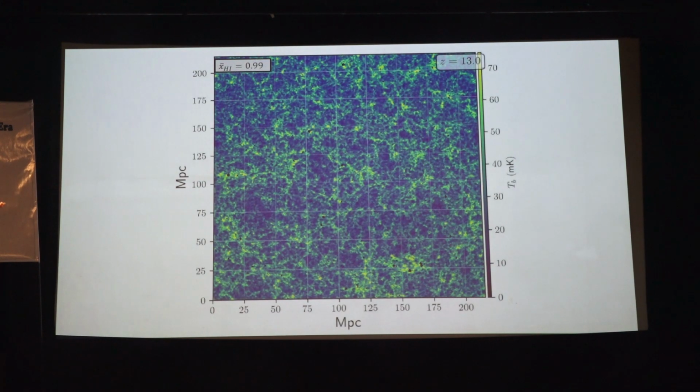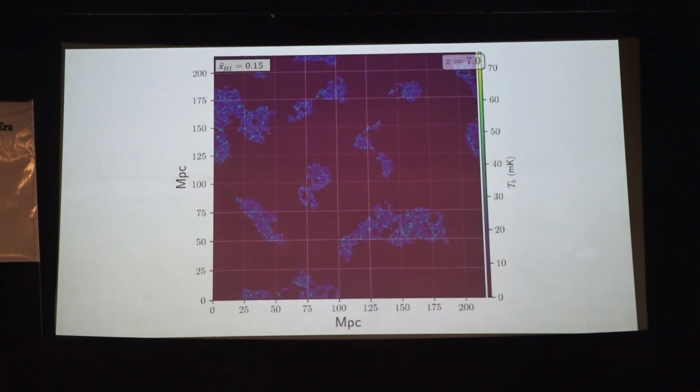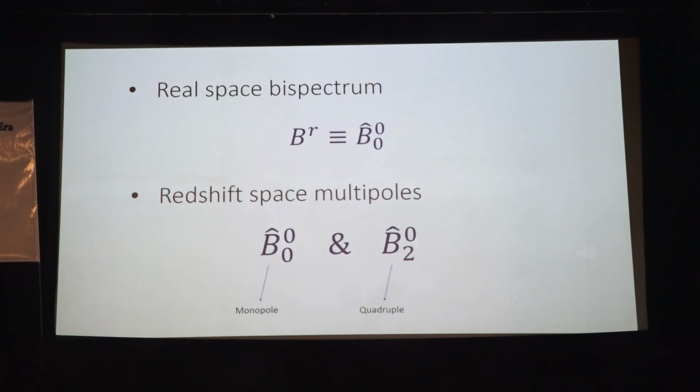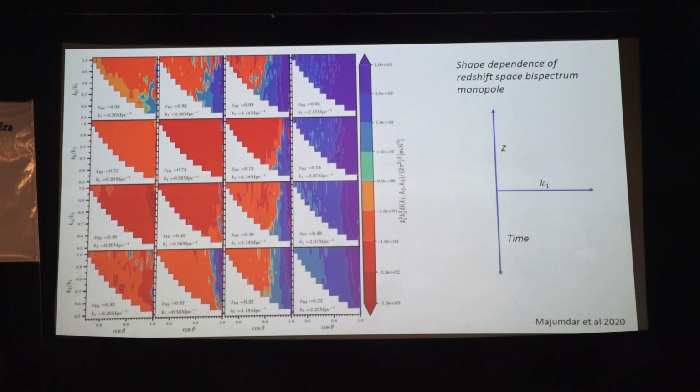This is typically what we have generated, to show you how the epoch of reionization progresses with increasing redshift. We have studied the real space bispectrum. For the real space bispectrum, the only component is a monopole, and for redshift space we have studied only 2 poles: the monopole moment, L0 M0, and the quadrupole, L2 M0. This is the study we have done. A similar study has been done by Dr. Majumdar here, but they have taken only 1 realization and compared with some models. They have also studied the monopole.